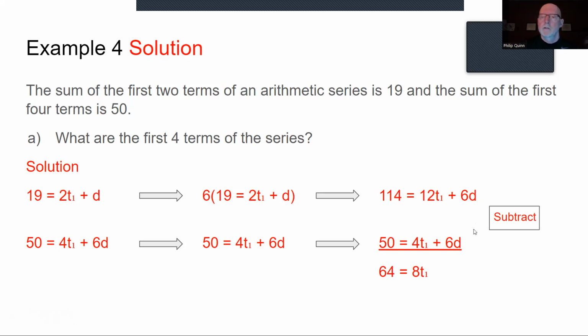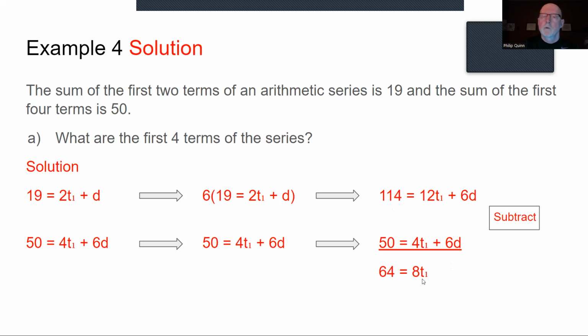So now we've got the two equations, two variables. We'd like to eliminate the letter that has the same coefficient, 6. And since the signs are the same, they're both positive, in order to eliminate, we have to subtract. So we're going to subtract all of the like terms. So 114 minus 50 goes here. 12t1 minus 4t1 goes here. 6d minus 6d is 0. It cancels out, so we're not even going to write it.